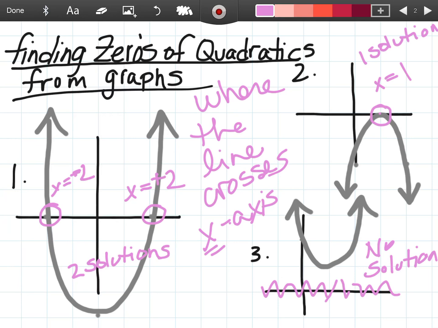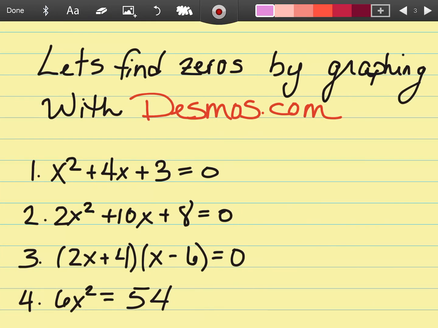Okay, and that's how easy it is finding zeros of your quadratics when you have a graph to look at. But what if I have an equation to look at? Okay, so you will have access to the Desmos calculator, and I want to show you how absolutely easy it is to find your zeros with the graphing Desmos calculator.